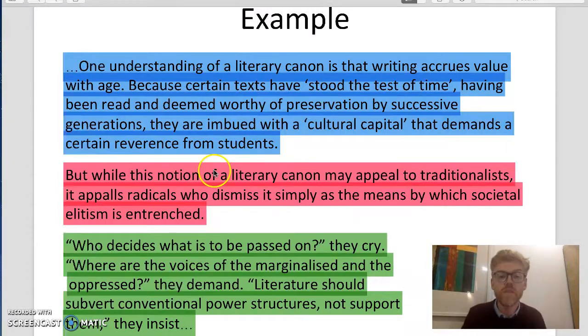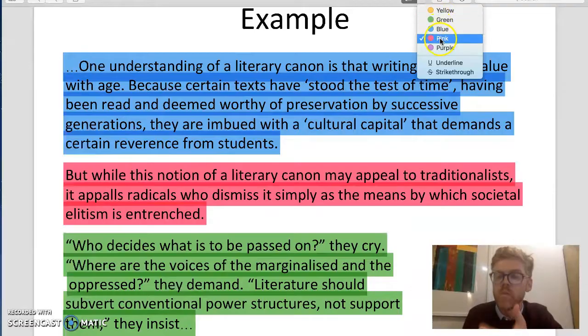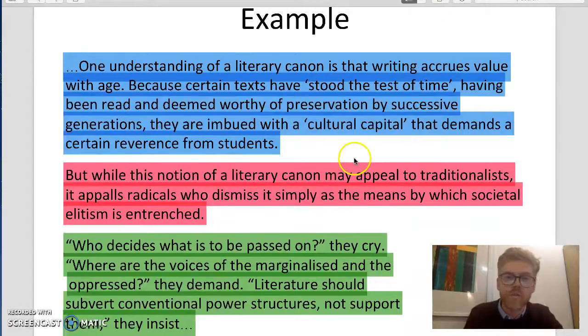Now, for this red paragraph to make a successful link at this stage in the passage, as we've noted in the previous slide, it must contain part of what goes before and part of what is to come. So let's have a look at what that might be. So this paragraph here is really explaining the concept, or at least one version of the concept, of a literary canon. That idea that over time texts gain a certain cultural value simply because they have lasted for a long time.